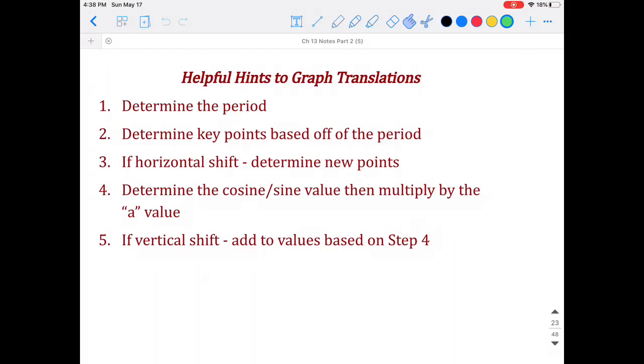Second, you're going to determine the key points based off of the period. So that you should feel comfortable with. We did that in the last 2 sections. Third, if there is a horizontal shift, you're going to determine the new points by adding that horizontal shift to your key points. Fourth, you're going to determine the cosine and sine value, then multiply by the a value. And fifth, if there's a vertical shift, you're going to add to values based on step 4 to figure out the y values of your graph.